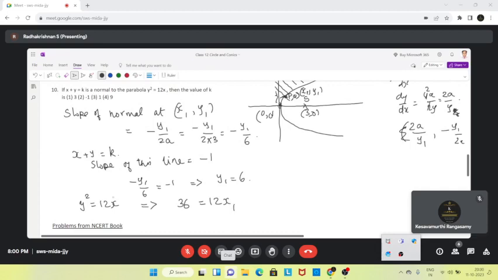36 equal to 12x1. Okay. So y1 square has to be equal to 12 into x1, where the point is x1 comma y1. So that means x1 equal to 3. So we have determined this point PQ is 3 comma 6. Okay. So now it is a simple problem in straight line. The equation x plus y equal to k passes through 3 comma 6. So what is k?